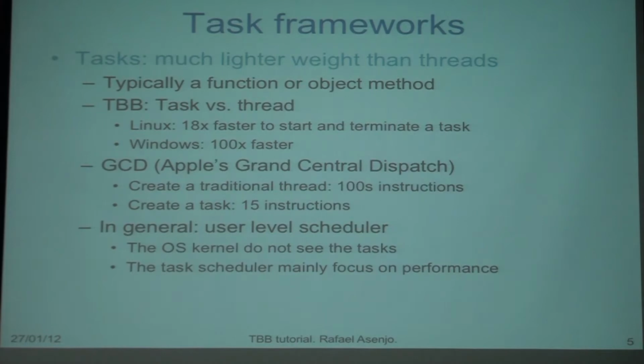But with TBB on Linux, it is 18x faster to start and terminate a task compared to a thread. So there are advantages. Tasking is basically creating work items. Think of it as a function call plus some work description. It's not the OS thread that picks up and runs it. It is your own task scheduler, which typically is a user-level, user space program. There are some problems with task schedulers. It may not be fair like an OS scheduler, but you can get other biases like thread affinity bias.